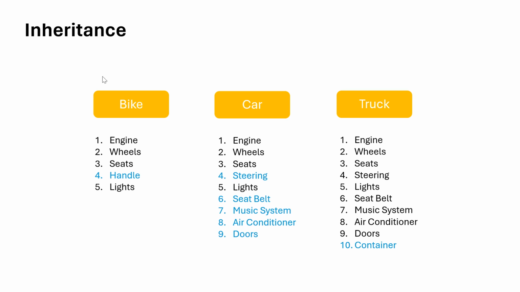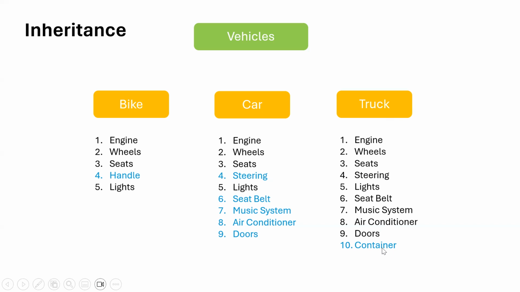All these classes belong to a vehicle, right? So here you can see all these classes belong to a vehicle, and vehicle can have engine, wheels, seats. And if you observe, some properties are common in each of the classes, but the bike class has unique properties like a handle. The car doesn't have a handle, the car has the steering, and truck can have the steering but it can have separate properties like a container.